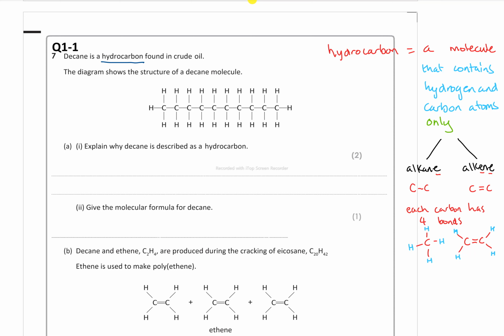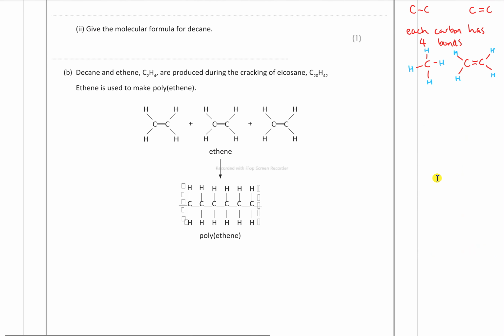Now, let's look at this. Let's just take this forward. Now, an alkane has the general formula CnH2n+2 and an alkene CnH2n. Right, I'll explain this in a second. This one's easier to explain than the other ones.